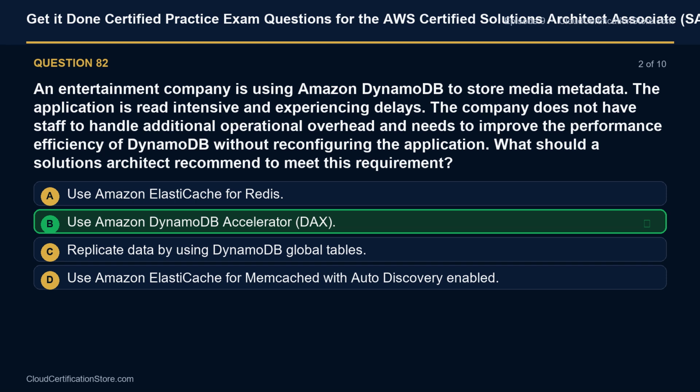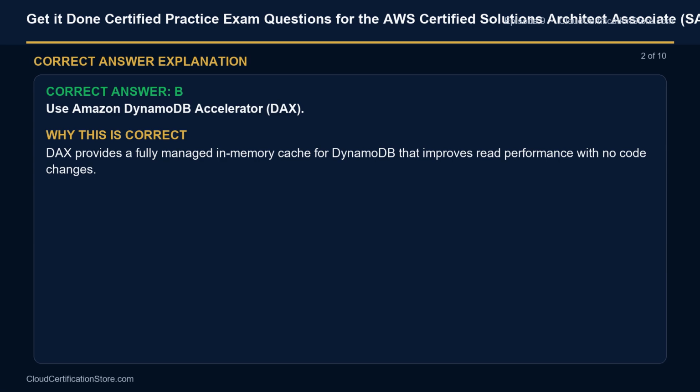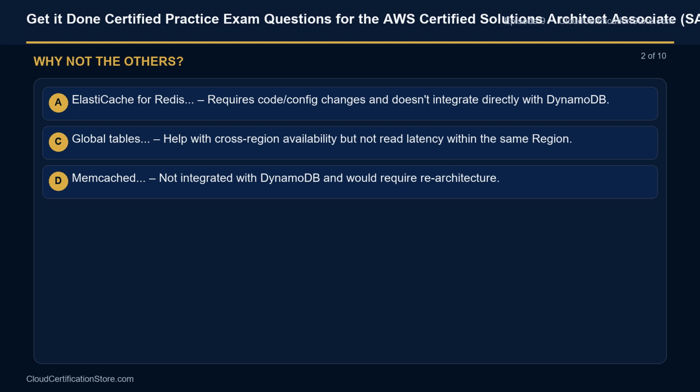The correct answer is B. Use Amazon DynamoDB Accelerator, DAX. Explanation. DAX provides a fully managed in-memory cache for DynamoDB that improves read performance with no code changes. Why not option A? ElastiCache for Redis requires code/config changes and doesn't integrate directly with DynamoDB. Why not option C? Global tables help with cross-region availability but not read latency within the same region. Why not option D? Memcached is not integrated with DynamoDB and would require re-architecture.